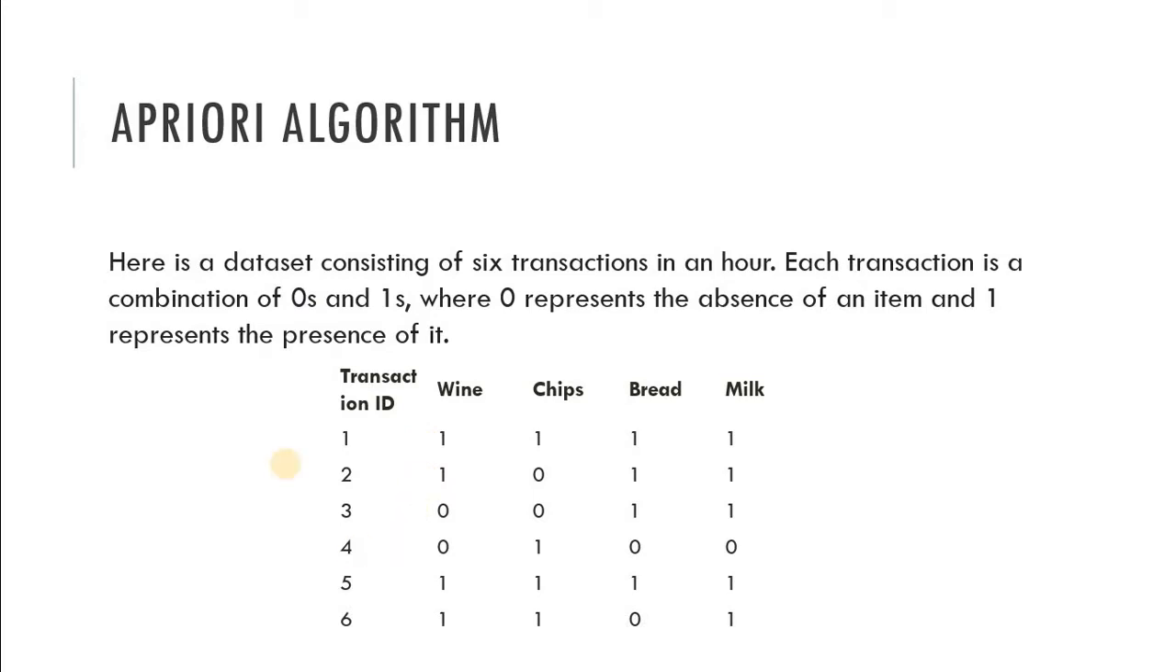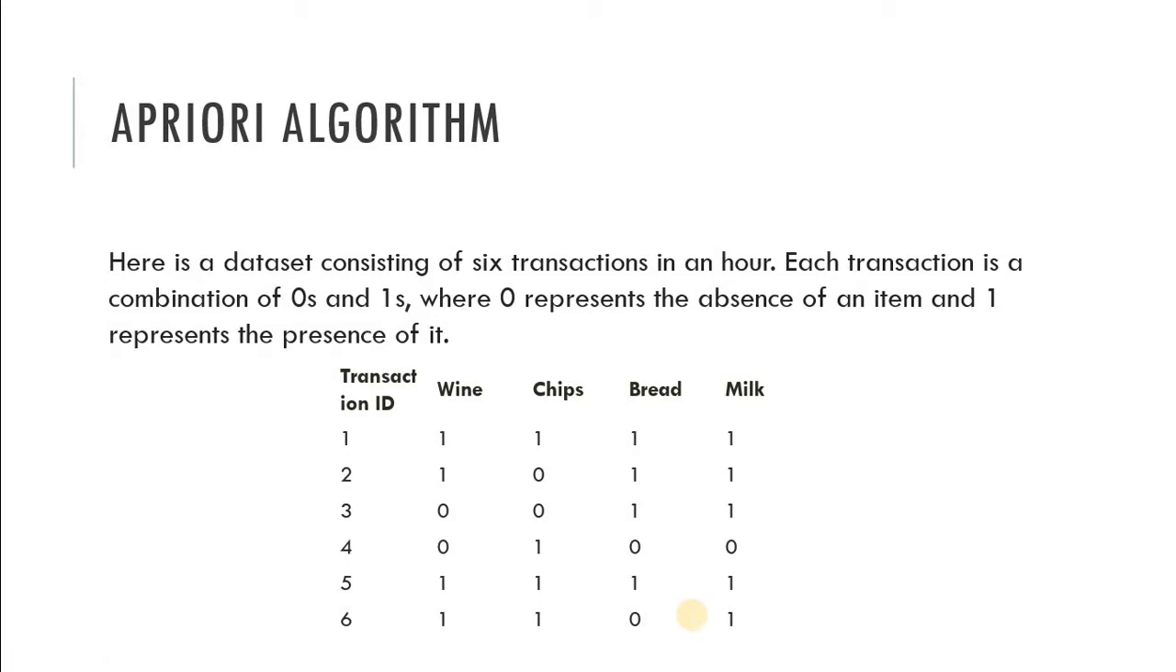In the second transaction, wine, bread and milk are purchased. In the third transaction, only bread and milk are purchased. In the fourth transaction, only chips are purchased. In the fifth transaction, all the items are purchased. And in the sixth transaction, wine, chips and milk are purchased.